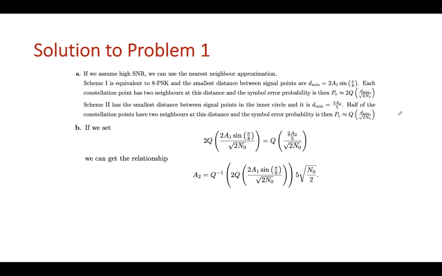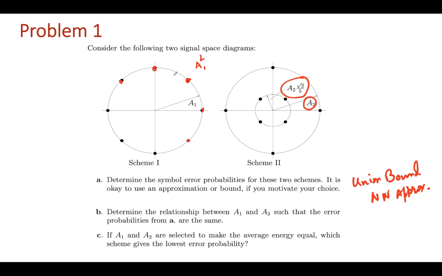So let me go through the solution. Let's say if we assume high SNR, then we can use the nearest neighbor approximation. Okay, and in the nearest neighbor approximation, first you have to calculate the d min of these constellations, for both the schemes. So in case of the first scheme, your d min is basically this, which is the distance between two signals, because these signals are equally spaced within the circumference of this circle.